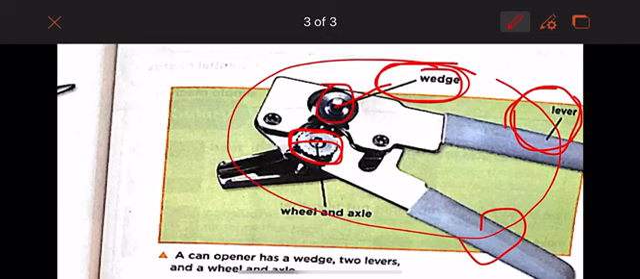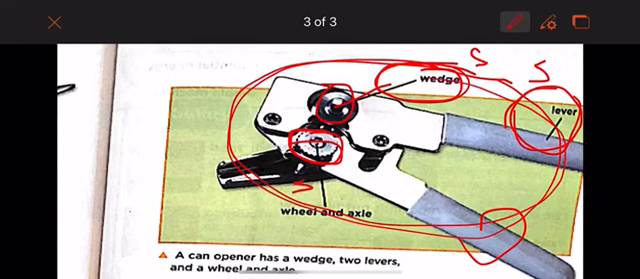Again, the wedge is a simple machine, the lever is a simple machine, and the wheel and axle is a simple machine. They are all put together to make a compound machine.